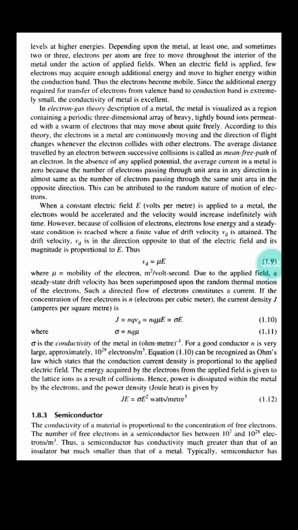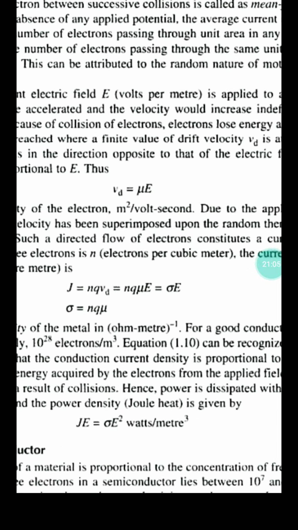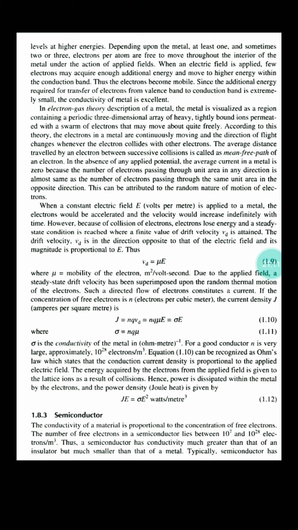So what is conductivity? Before going to conductivity, you have to concentrate on one equation, that is J is equal to sigma E bar. Here sigma can be treated as the conductivity. How do we get J is equal to sigma E bar? J is the current density. Due to the applied field, a steady state drift velocity is superimposed upon the random thermal motion of the electrons. So the directed flow of electrons constitutes current. If the concentration of electrons is n, the current density is in ampere per square meter.